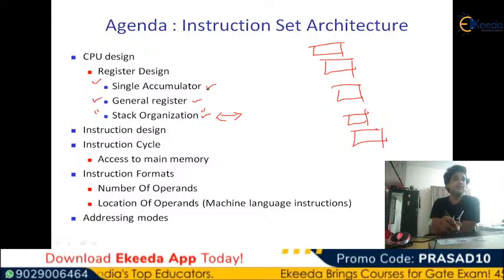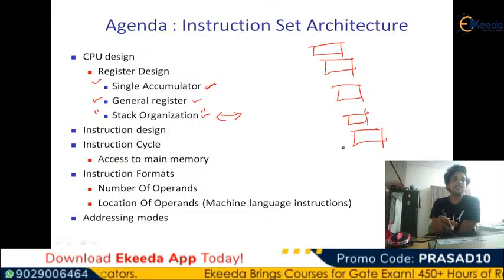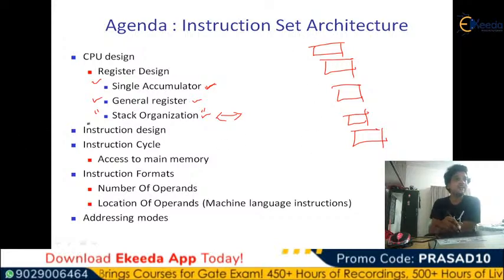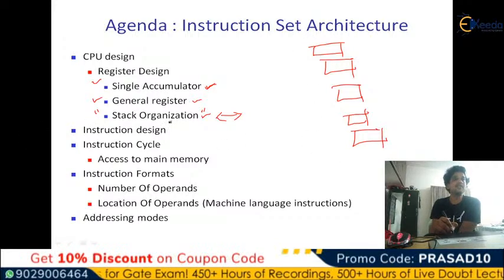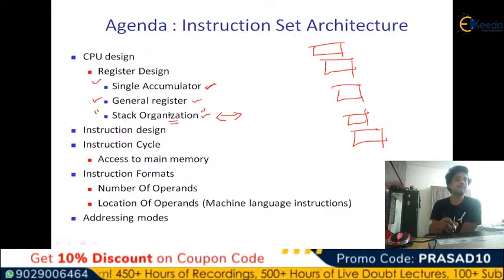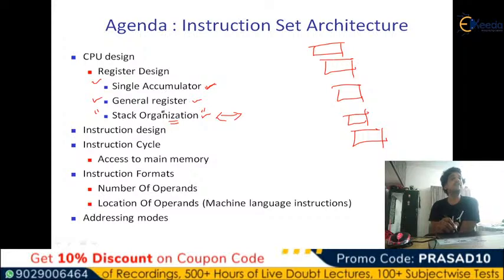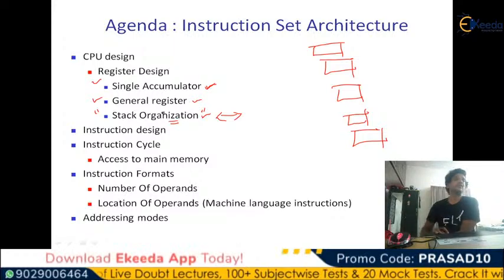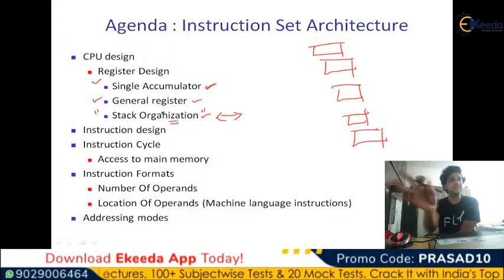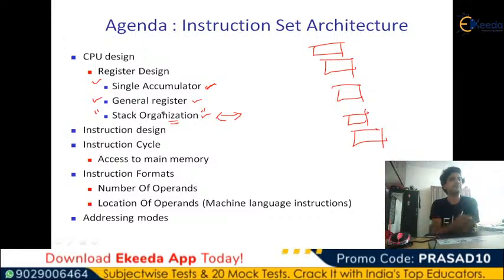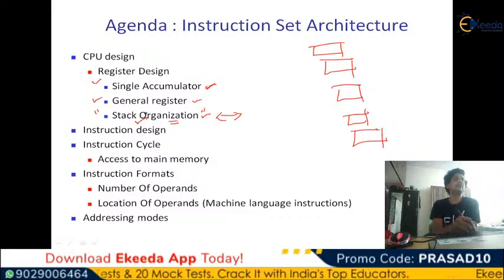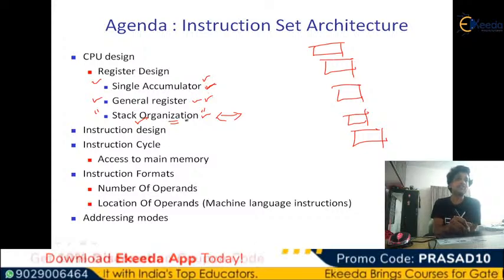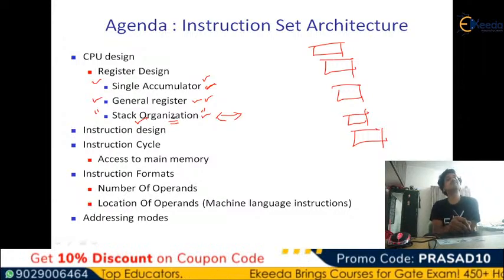One is single accumulator, in which way you can organize these registers. The second one is general register, in which way also you can organize the registers. And the third one is stack organization. This stack is common for every computer system. Let me tell you, you may have an 8086 at your home, an 8085, or something like an i7, i5, i9, anything. In every computer system, there will be a stack. Stack is common, whether you go for a single accumulator organization or a general register organization. Stack is completely common.